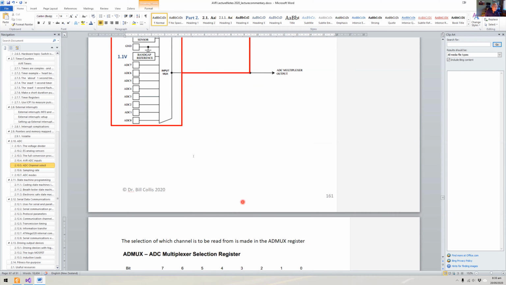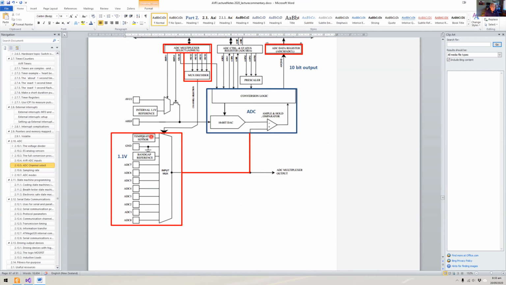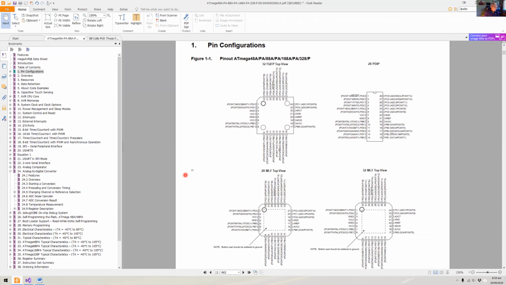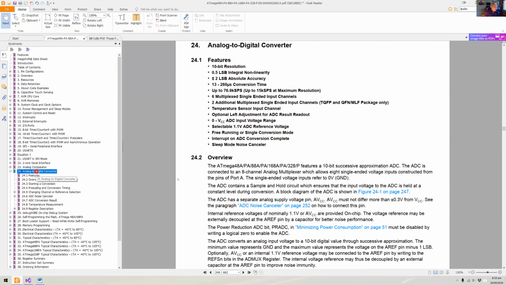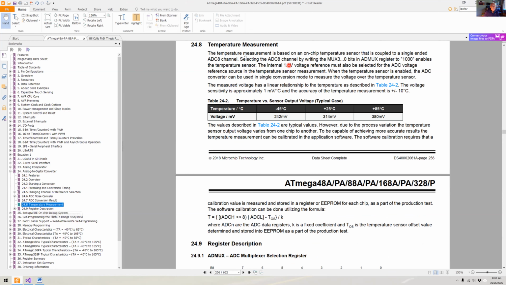Say we want to have a measure of the temperature sensor here. So let's just have a think about the temperature sensor. Maybe we should have a look at the data sheet to make sure that we know what we're talking about. Let's go down to the ADC, and temperature measurement is here. It's ADC 8. That's interesting. It's coupled to single-ended ADC 8. Selecting ADC 8 channel of mux reads to 100 enables temperature sensor.